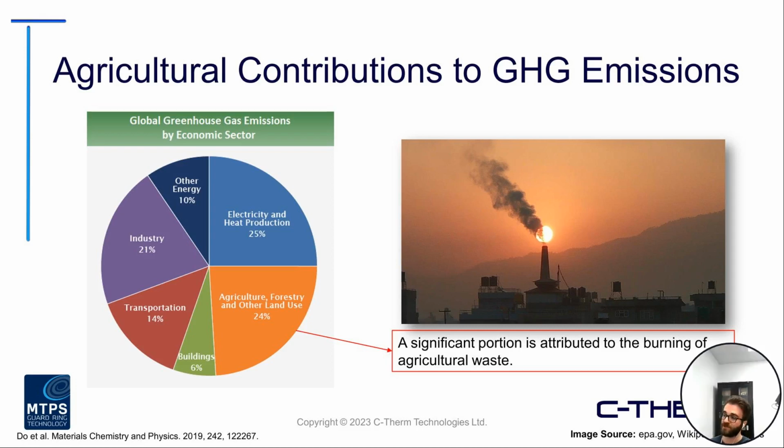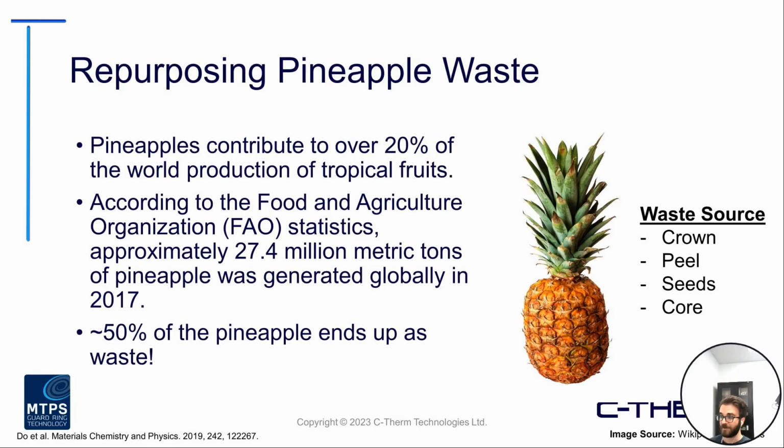A significant portion of this is attributed to the burning of agricultural waste. So, of course, if we have a way to repurpose that waste, then it reduces that overall impact. And specifically here, they were looking at pineapple waste. Some few pineapple stats for you: pineapples contribute to over 20% of the world's production of tropical fruits. According to the Food and Agricultural Organization statistics, approximately 27.4 million metric tons were generated globally in 2017.